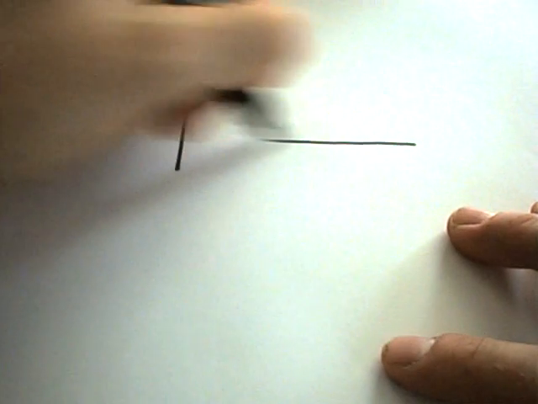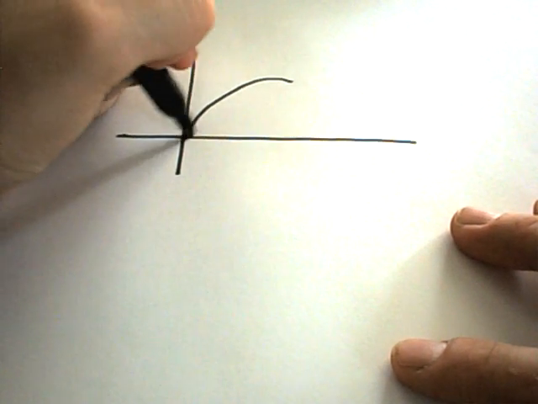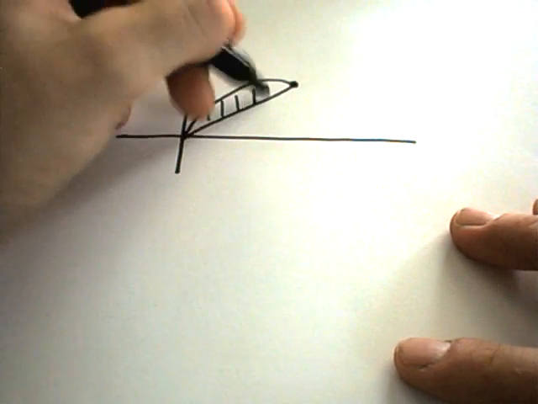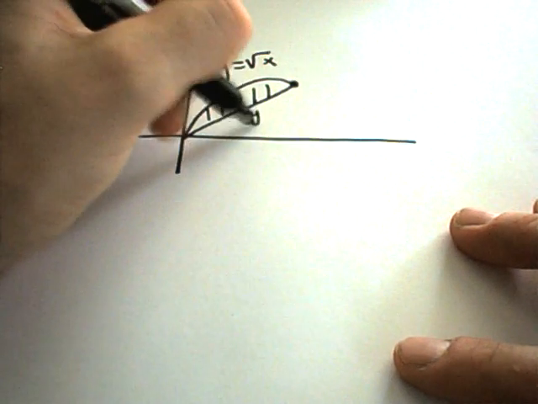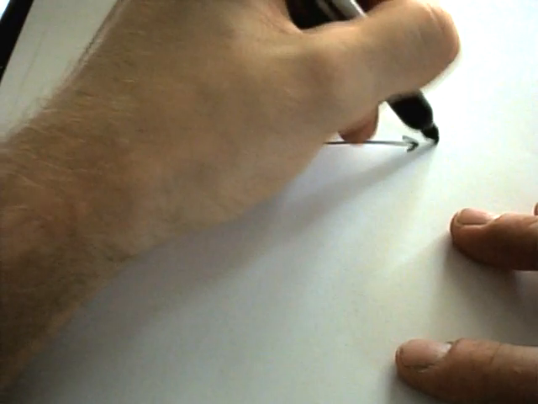Okay, so again, we've got our square root function on top, and it's trapped between that and y equals x, so it's just this little region. Again, we said y equals square root of x is on top, y equals x is on the bottom. We've got the limits of integration from 0 to 1.